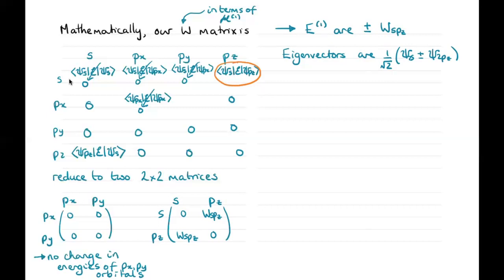If we'd been really smart and from the start recognized the way that our wave functions would be affected by the electric field, we could have in fact written our W matrix in terms of a basis of Px, Py, S plus Pz, and S minus Pz, and we would have found it was diagonal to start with. We would have actually had nothing to solve. It would have directly given us the answer in that case.